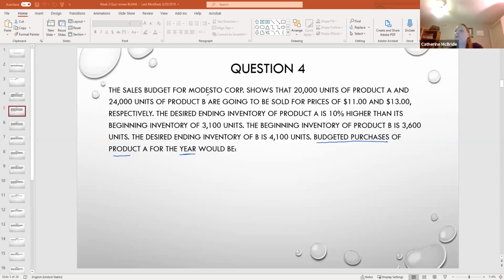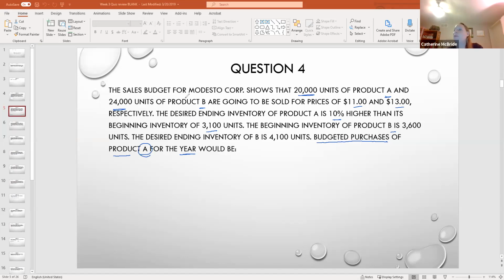The sales budget from Modesto Corp shows that 20,000 units of product A and 24,000 units of product B are going to be sold for $11 and $13 respectively. The desired ending inventory of product A is 10% higher than its beginning inventory of 3,100 units. The beginning inventory of product B is 3,600 units. The desired ending inventory of product B is 4,100. Budgeted purchases of product A, we're only looking at product A.